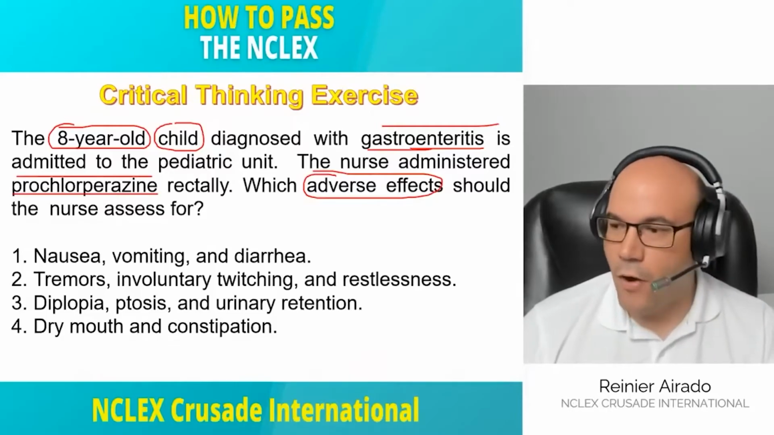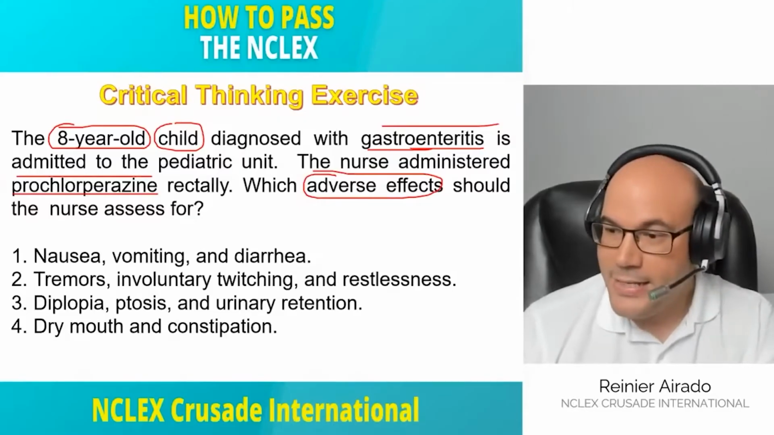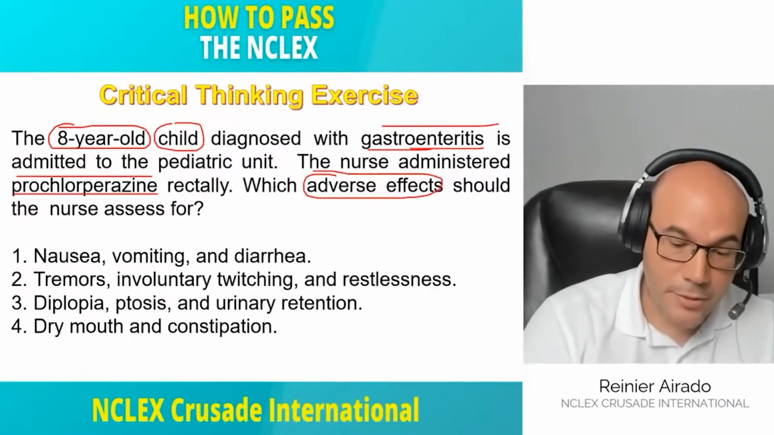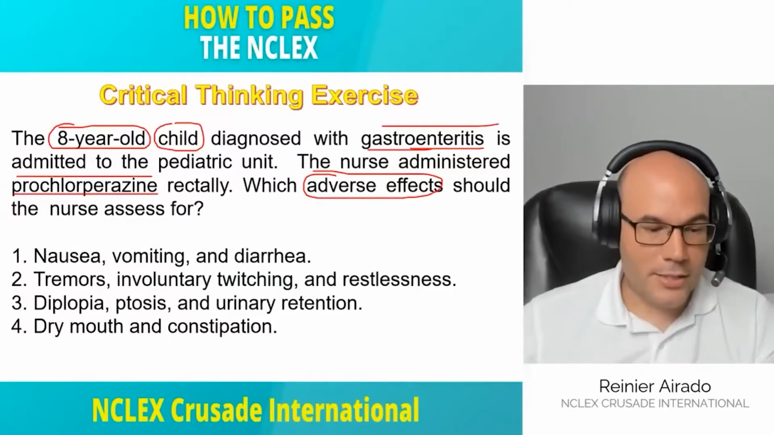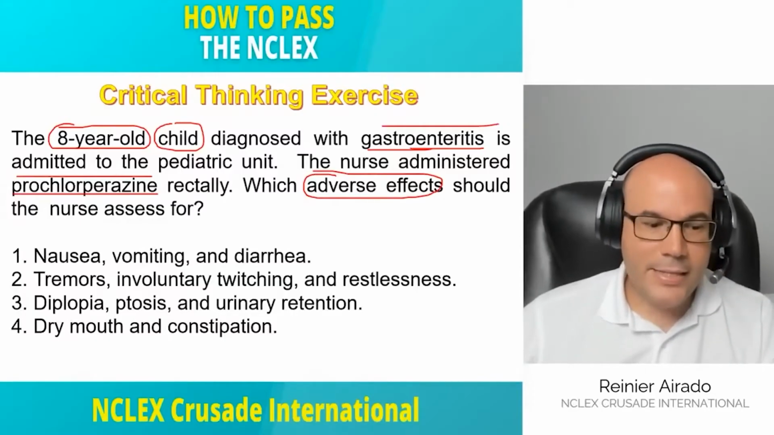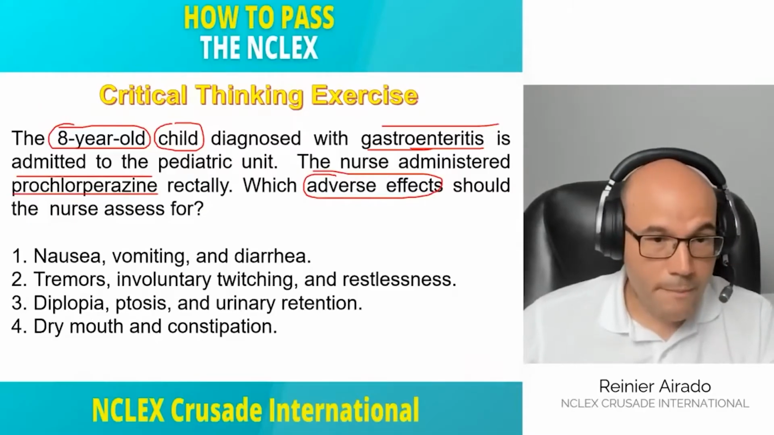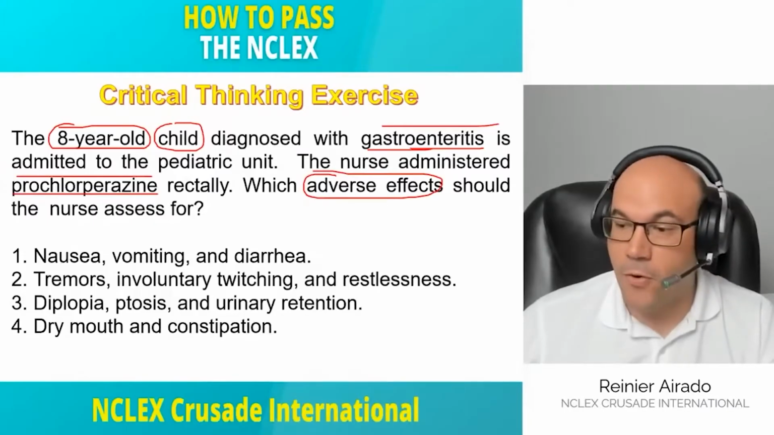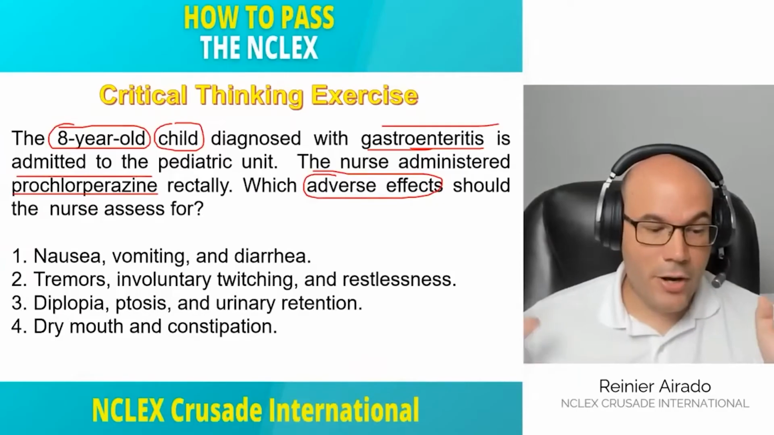Tremors, involuntary twitching, and restlessness. Diplopia, ptosis, and urinary retention. And answer number 4, dry mouth and constipation. So I see some of you selecting answer number 2. I see some of you selecting answer number 4. So what is the correct answer and why?